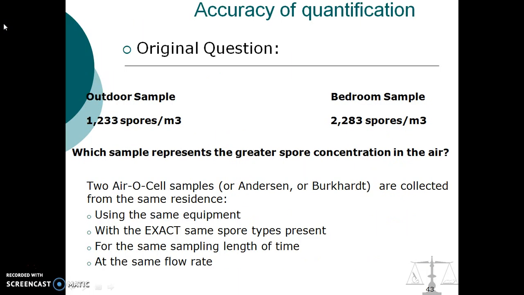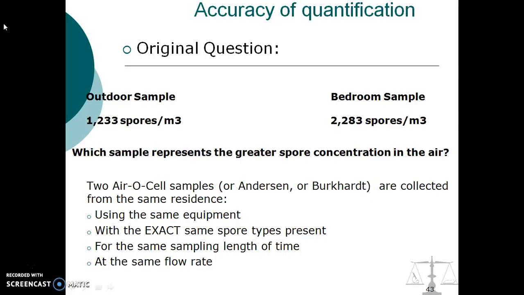So let's go back to our original question. We've got a certified mold hygienist who has gone out and collected a sample indoors and a sample outdoors, and he's concluded that because there's 2,283 spores per cubic meter of air in the indoor sample and there's only 1,233 spores per cubic meter of air in the outdoor sample, that this proves beyond a shadow of a doubt that there's a mold problem within the building.